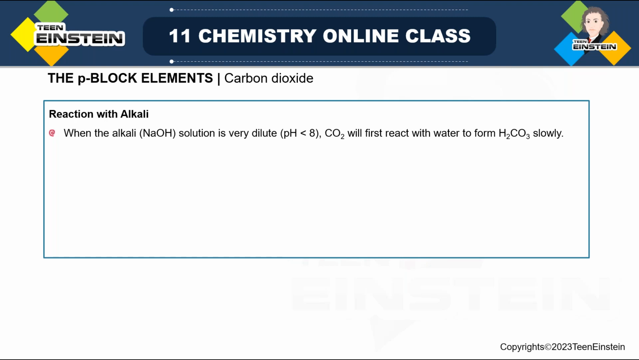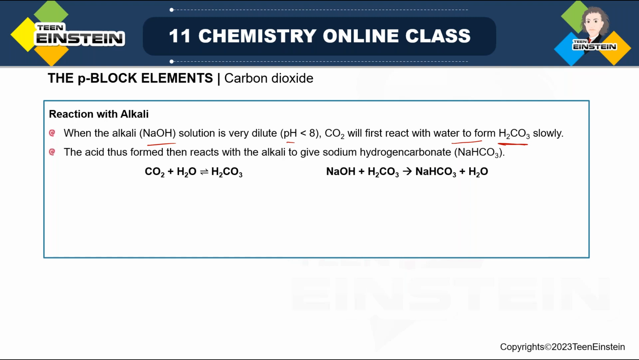How does CO2 react with alkali? Take NaOH as an example. Suppose you have taken some dilute NaOH solution and the pH is lesser than 8. Now what will happen? There is water also present because it is a dilute solution. So there is H2O, and there is also NaOH. So what will CO2 do? It will first react with water and form H2CO3 slowly.